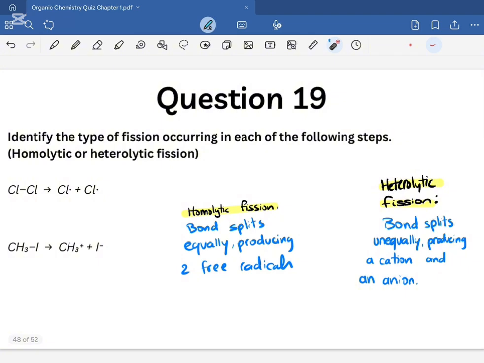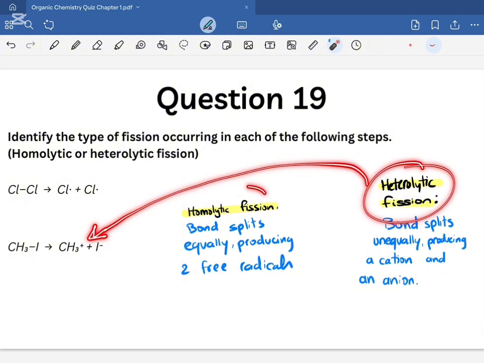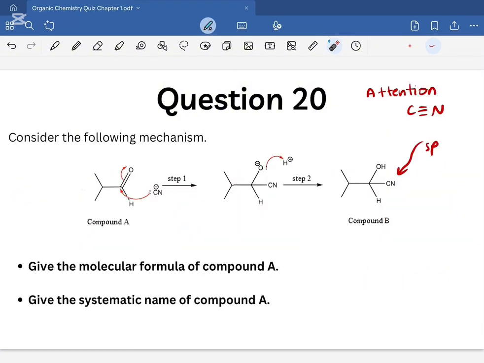Question 19, identify the type of fission occurring in each of the following steps, whether it's homolytic or heterolytic fission. So a homolytic fission is when a bond splits equally, producing 2 free radicals. And a heterolytic fission, the bond splits unequally, producing a cation and an anion. So the heterolytic fission is this one, and the homolytic fission is this one, where we're forming the radical.